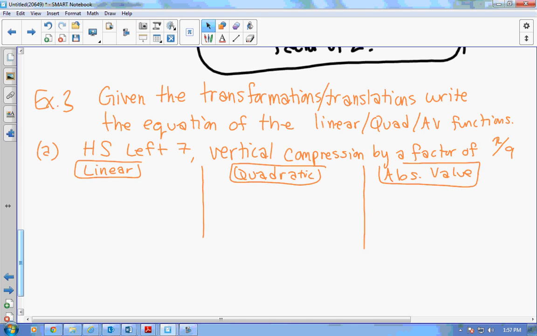Right, Dan, would you pick someone to go up and write the quadratic? Let's start with that one. I think we'll do linear last. That shows a horizontal shift left 7.